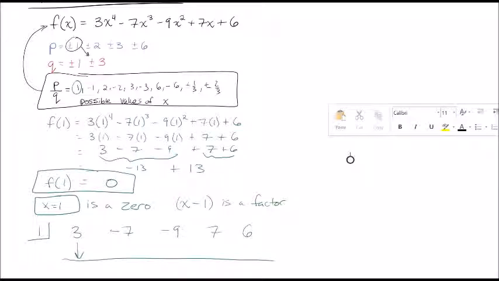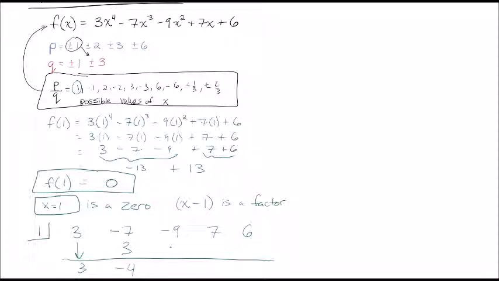So you bring down the 3, we multiply it with what's in the box. 3 times 1 is 3. -7 plus 3 is -4. -4 times 1 gives me -4. -9 minus 4 is -13. -13 times 1 is -13. 7 minus 13 gives me -6. And then -6 gives me 0.